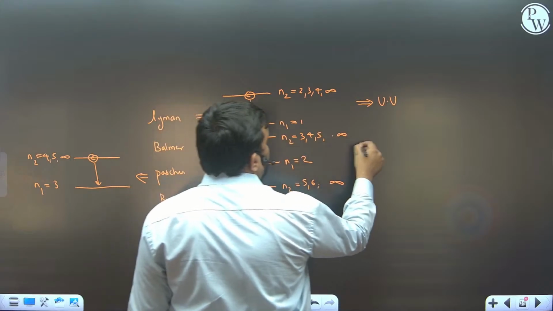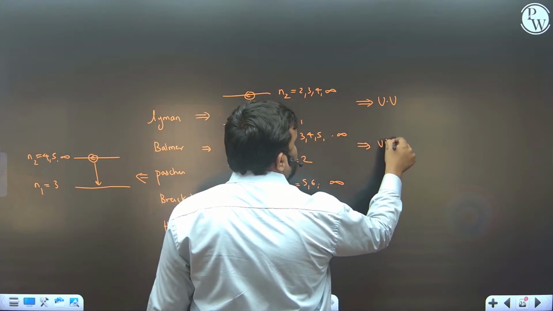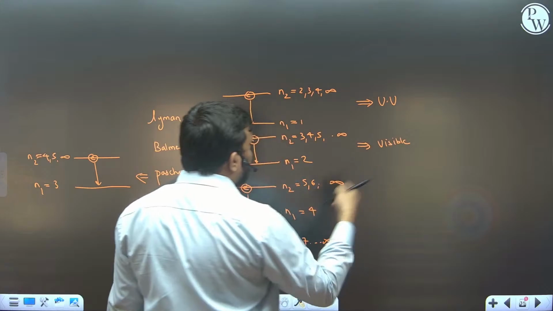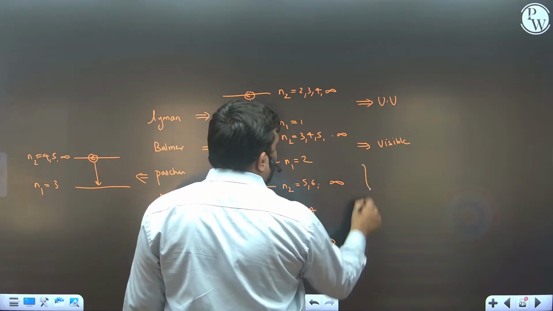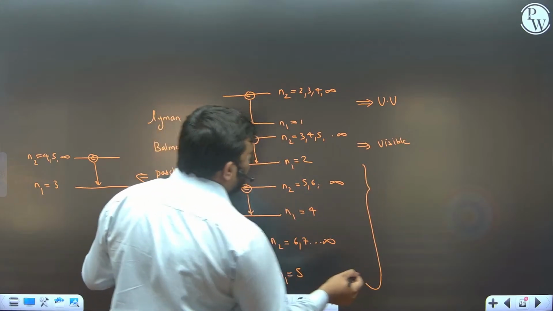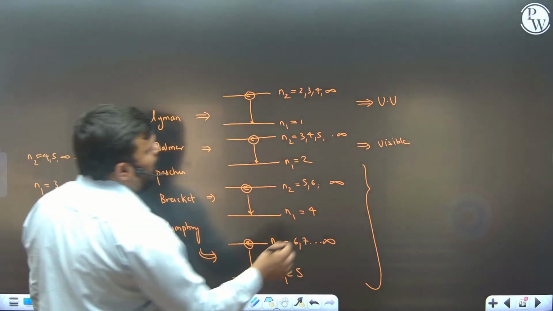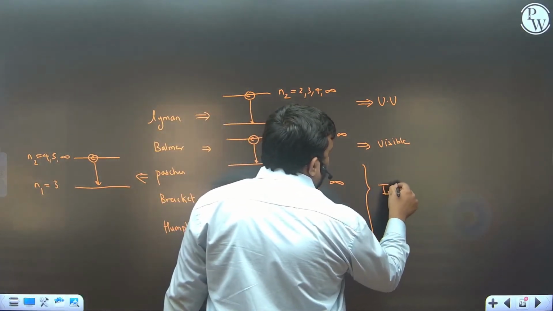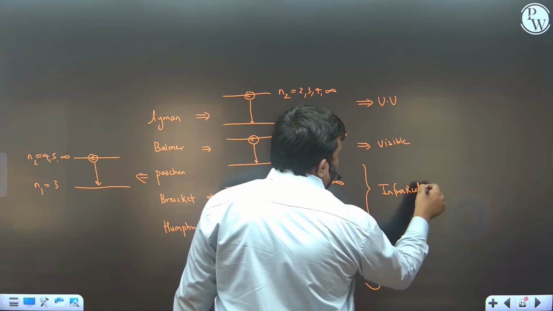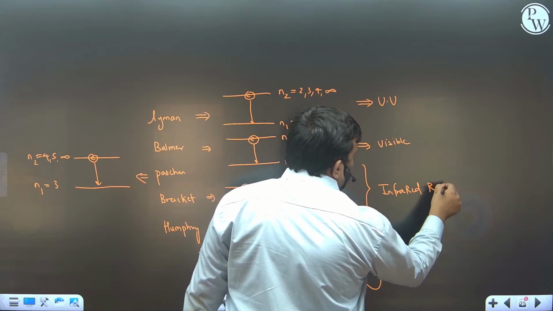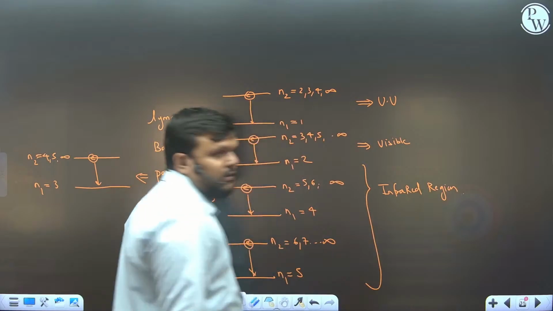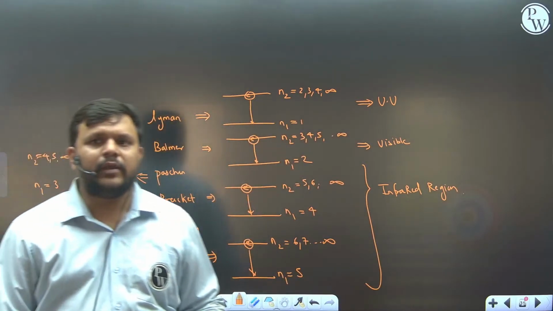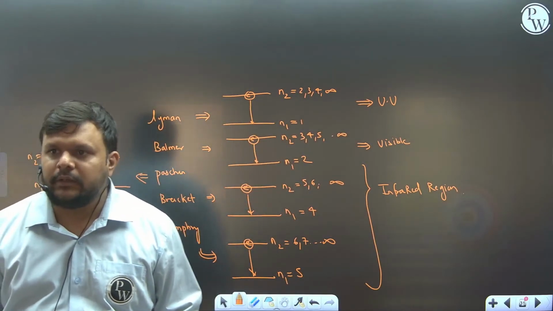This Balmer is in visible, just as said, the first 4 lines will be in visible, and after that this Paschen, Brackett, Pfund, all will be in the infrared region. Okay, infrared region. So I covered many of the important topics over here.